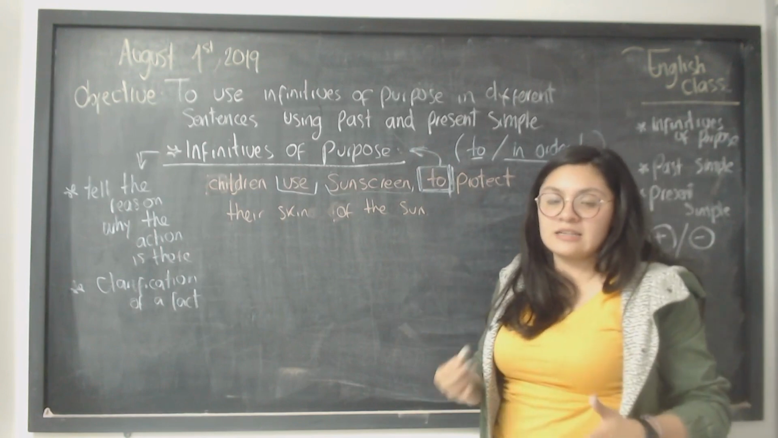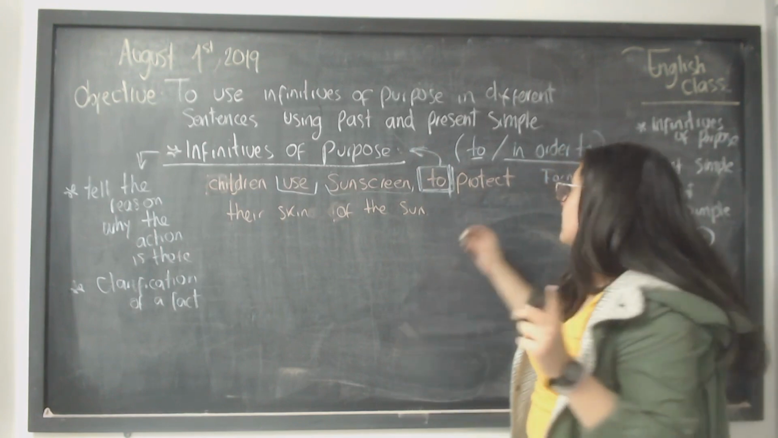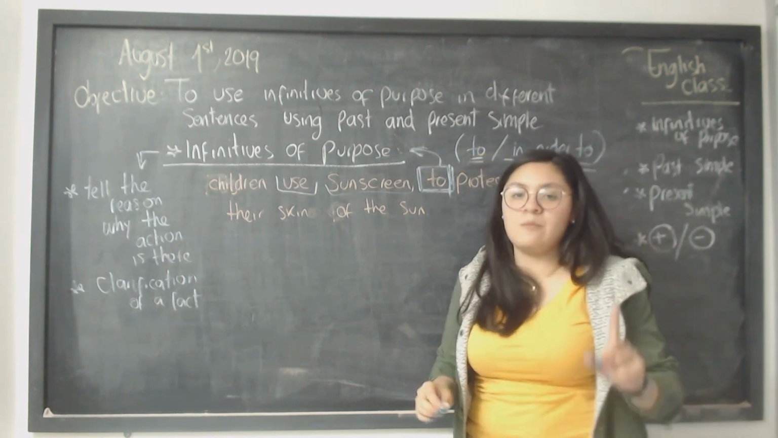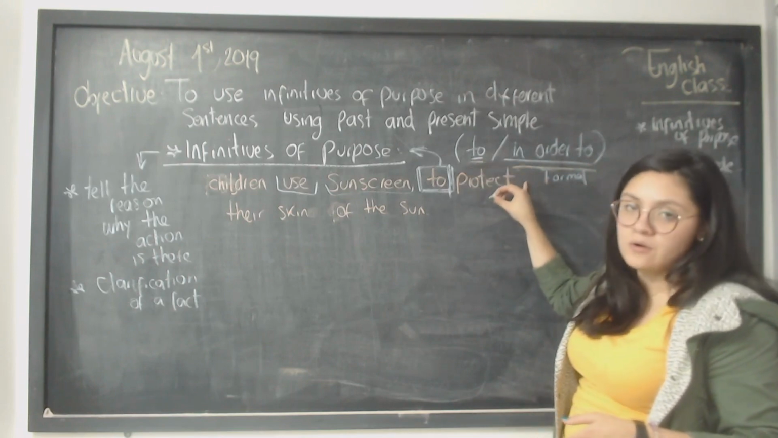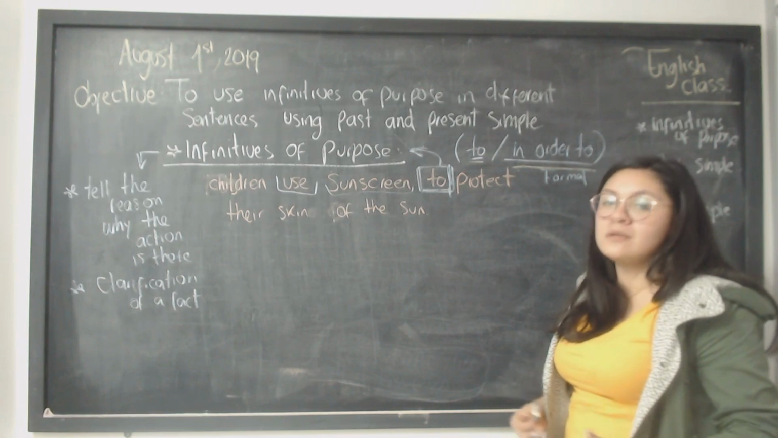Tenemos varias características de esos infinitivos del propósito. The first one is that I can use to and I can use in order to. La primera es que puedo utilizar to and in order to. So they are the same one. They are referring to the same thing. Sirven para lo mismo, se refieren a lo mismo.